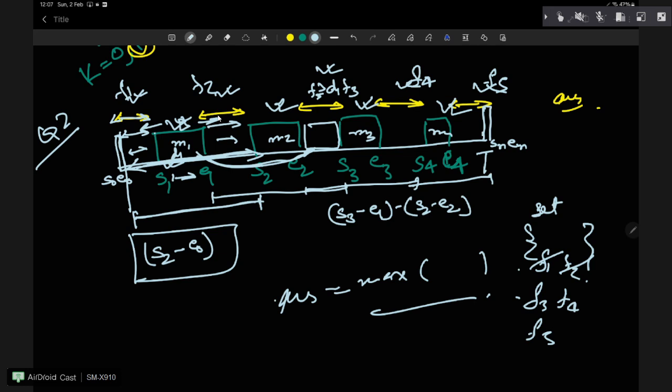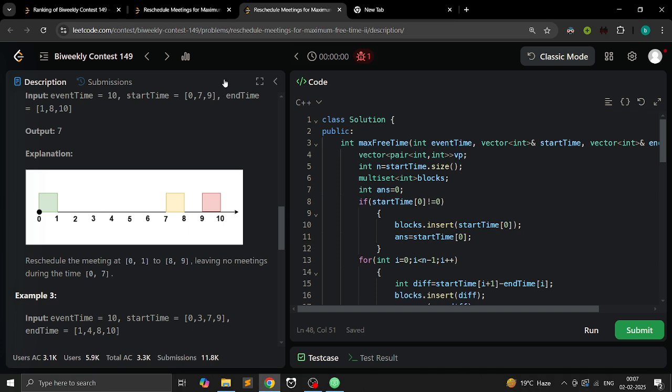So that was all for this. You need to be good at implementation to solve this problem. So it was not that difficult. You just have to implement properly.